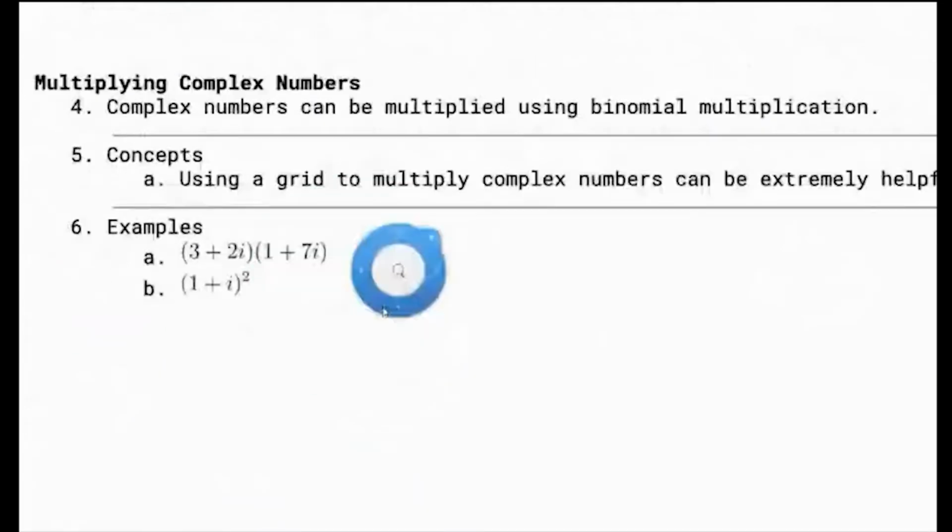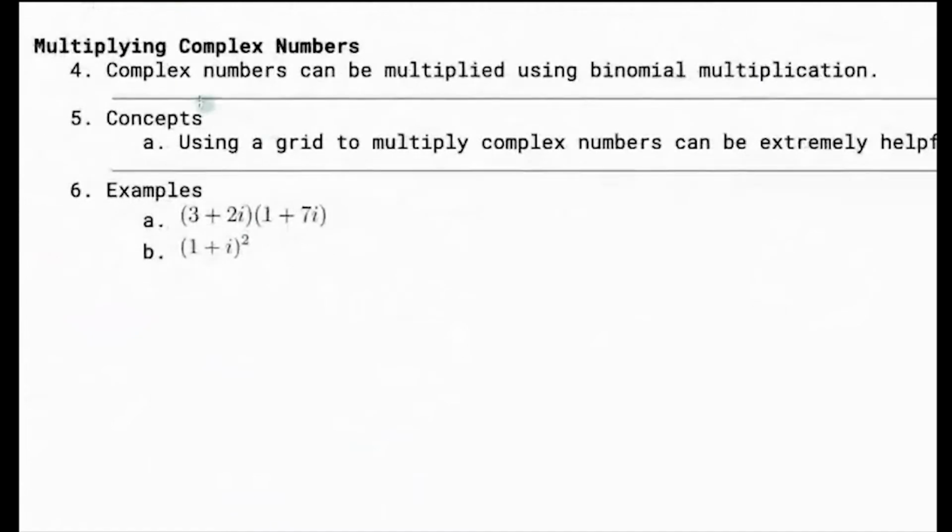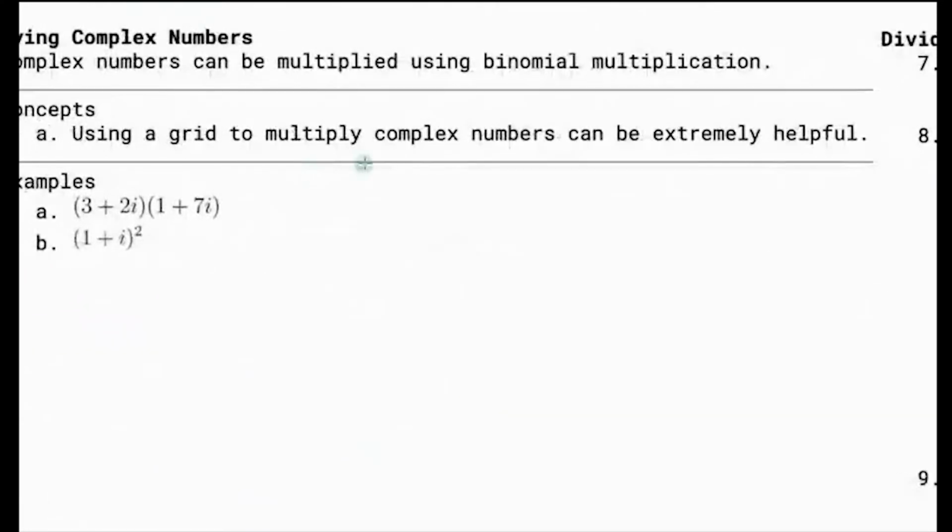All right, now we're going on to multiplying complex numbers. It says complex numbers can be multiplied using binomial multiplication. It says using a grid to multiply complex numbers can be extremely helpful. So we are going to do this using a grid. If you have not done it this way, that's fine. You don't have to do it this way. I highly advise it, though, because it just keeps everything super organized.